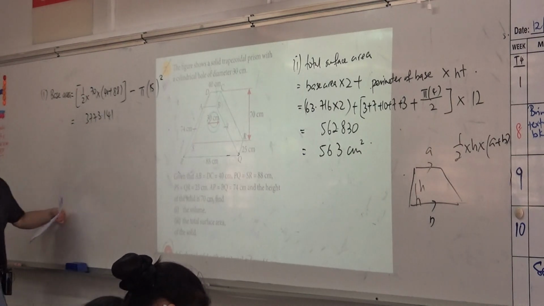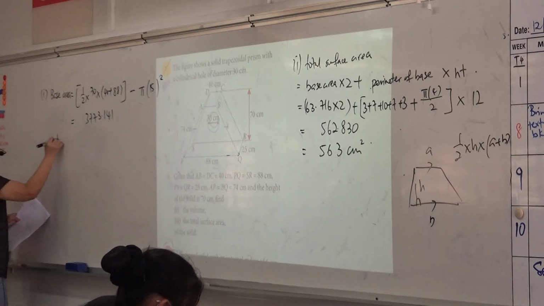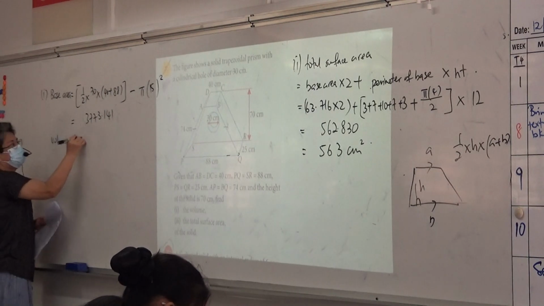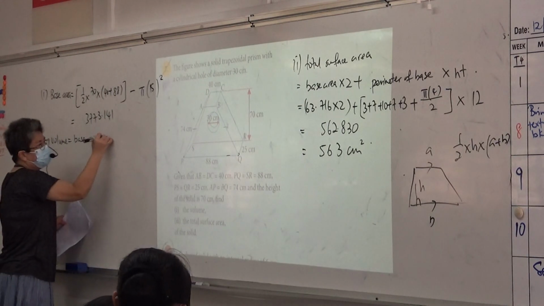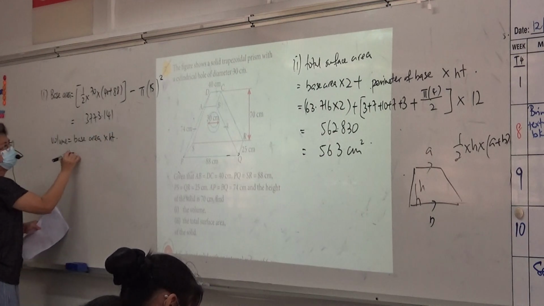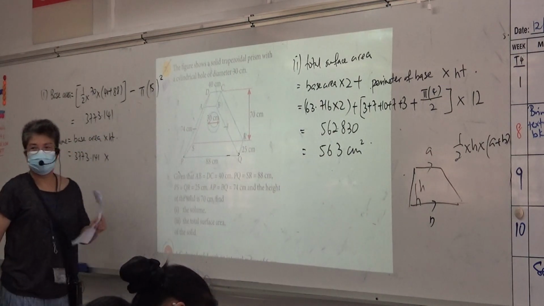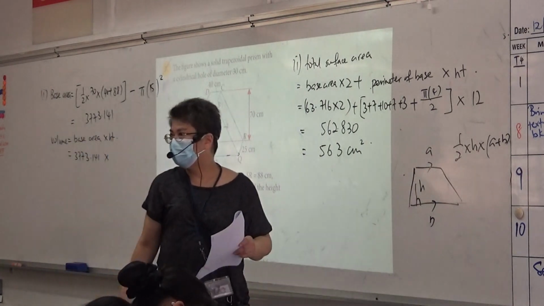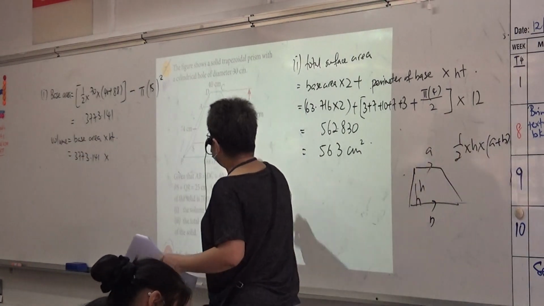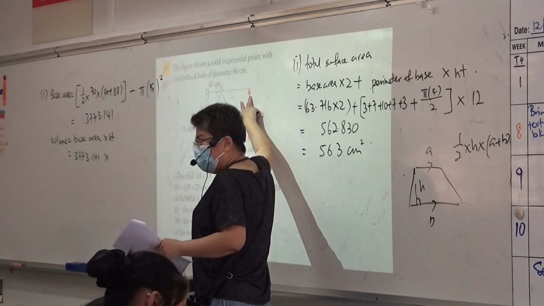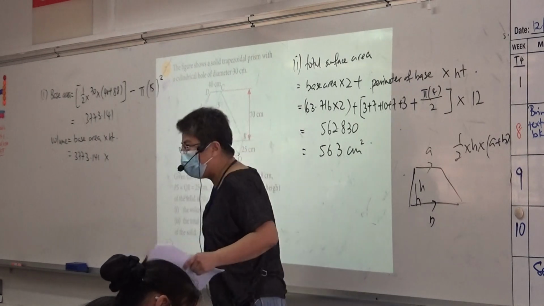3.7, 73.141. Okay. So volume is base area times height. So it's 3.7, 73.141 times what? What's the height of this prism? 70. No, 74. 74 is the height.